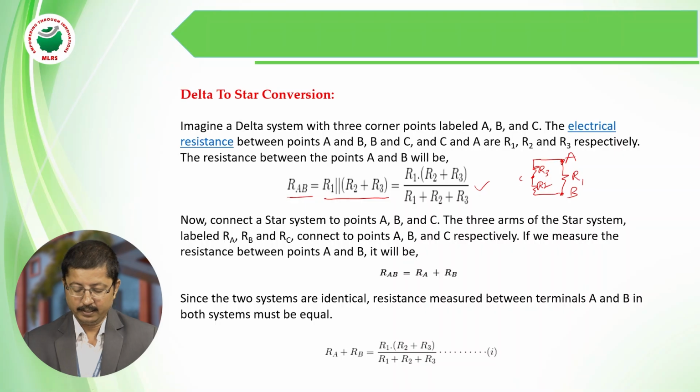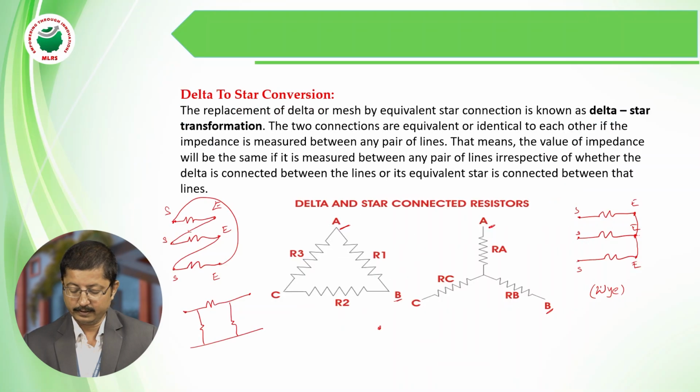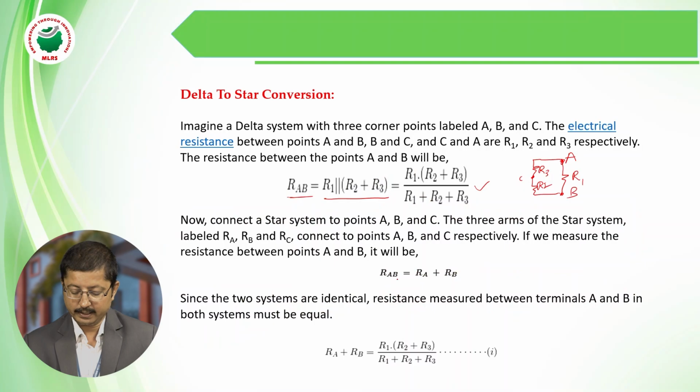Similarly, if you look at the star connection, the equivalent resistance between these 2 points, since the third is open circuited, we are not considering it. We have to consider only these 2 resistors. So in the star connection, RAB is equal to RA plus RB. From this we conclude that the impedances between A and B in delta and in star connection must be equal. Since the 2 systems are identical, the resistance measured between the 2 terminals must be equal. Therefore we have to equate these.